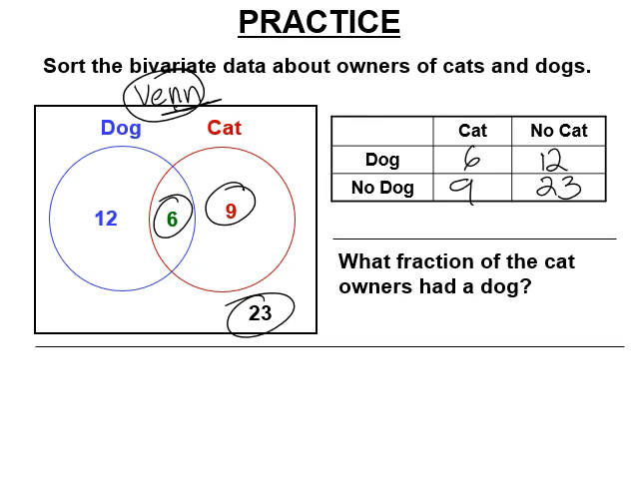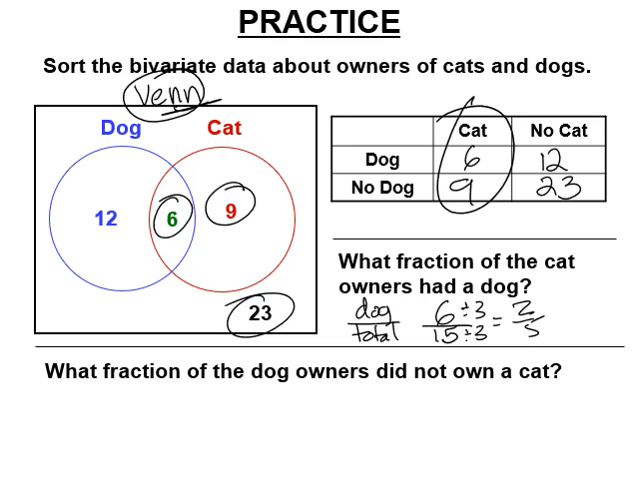What fraction of the cat owners had a dog? Right, so the cat owners are here. So you need the total amount of cat owners, and you're comparing that to the dog owners. Well, there were a total of 15 cat owners and 6 had a dog, right? And we're going to simplify our fraction, and we're going to get 2/5 of the cat owners had a dog. 2 out of every 5 cat owners had a dog in this study.